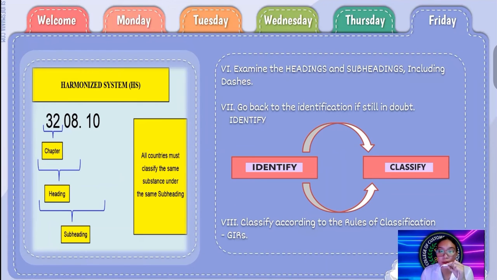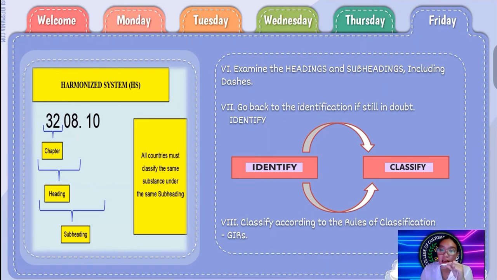So let's go to number 7. Go back to the identification if still in doubt. So here, identify to classify, or declassify to identify. With these two, you will identify to classify the goods.